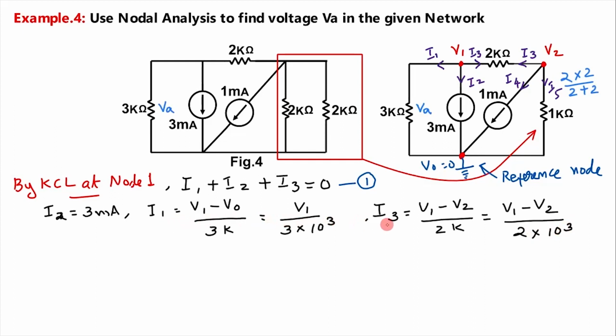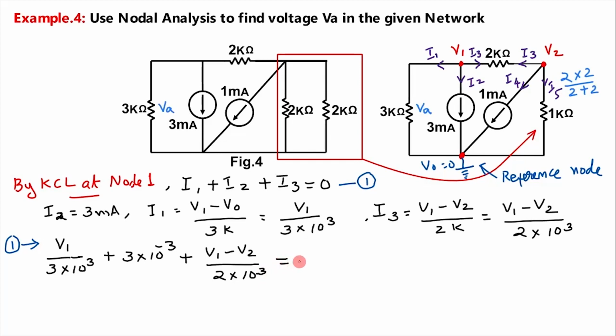Substituting the values of I1, I2, I3 in equation number 1 becomes V1 by 3 into 10 raised to 3 plus 3 milliampere. I2 is 3 milliampere, which is equal to 3 into 10 raised to minus 3 ampere, plus I3 which is V1 minus V2 divided by 2 into 10 raised to 3, which is equal to 0. Simplifying this equation, we will get 5V1 minus 3V2 is equal to minus 18. Let this be equation number 2.